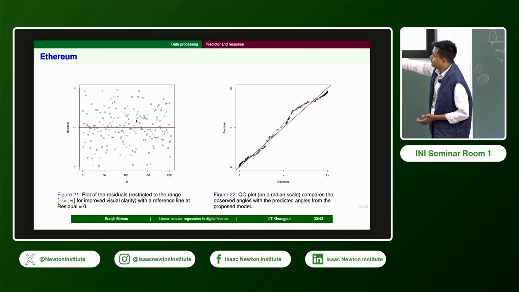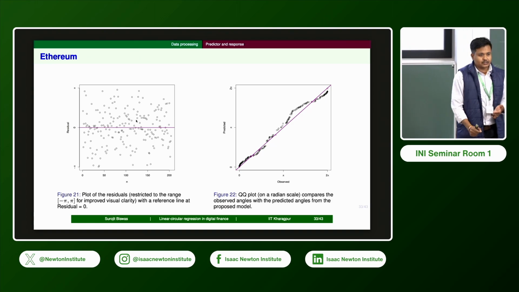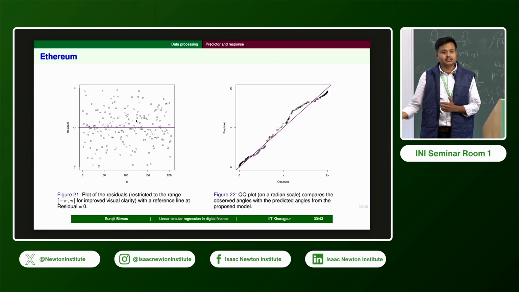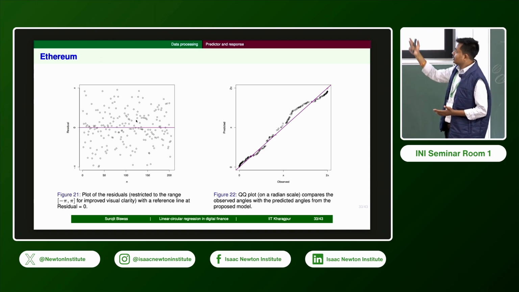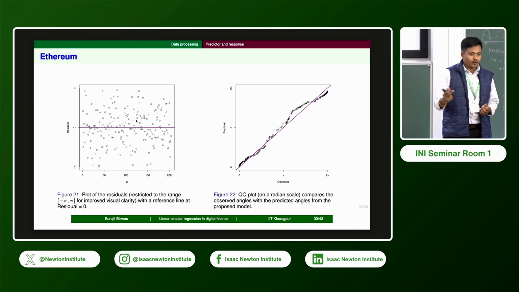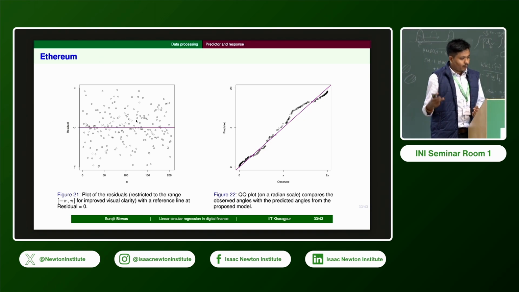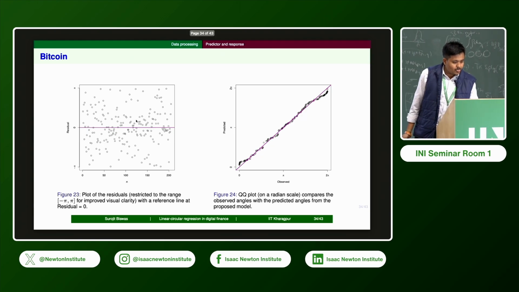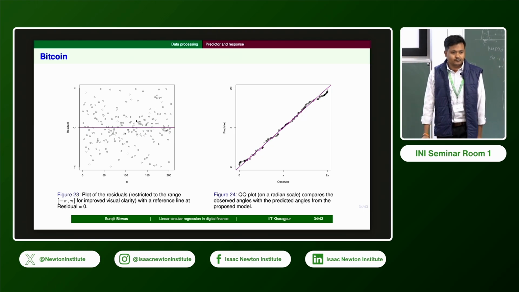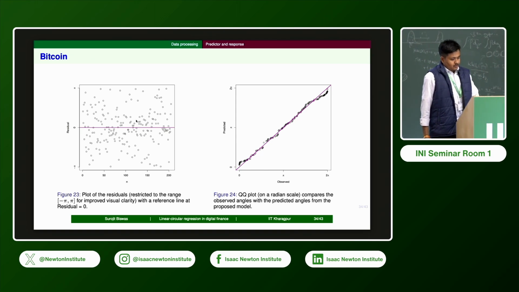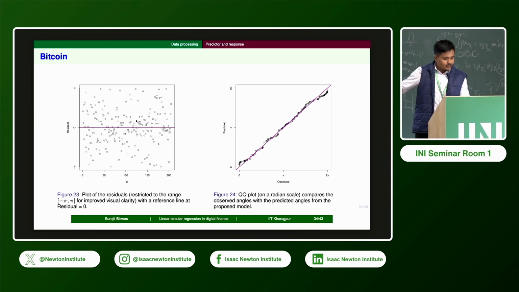And figure number 21 is the residual plot. Again we have tested whether it is from any particular distribution or not. Eventually it is from the von Mises distribution; from the Watson test we can get that. This is for Bitcoin, and the last one is for Ethereum. So again, the QQ plot and the residual.